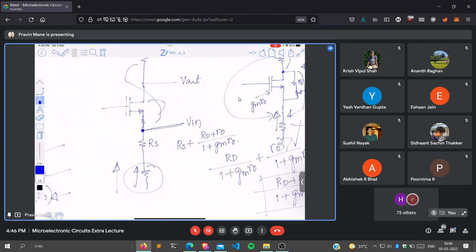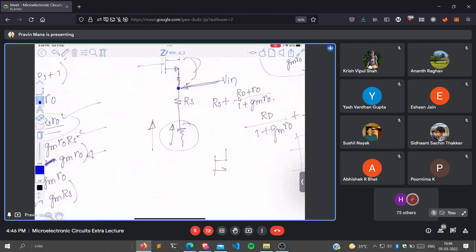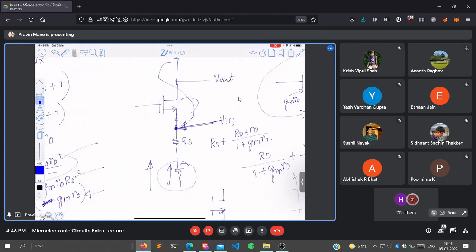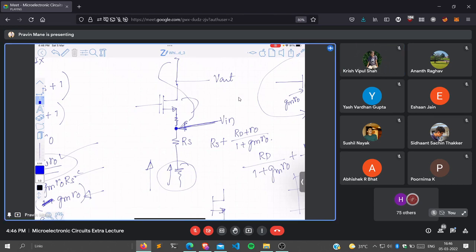So there are two cases. One case is I am applying the input at this position. The second possibility is I am applying the input at this position. This is Rs and this is Vin. Now what is the impedance looking from the input terminal? Rs plus that quantity, right? And in this other case, Rs parallel that quantity, right? So it depends on where you are applying your inputs and from where you are taking the output. Okay, sir, got it. Thank you.